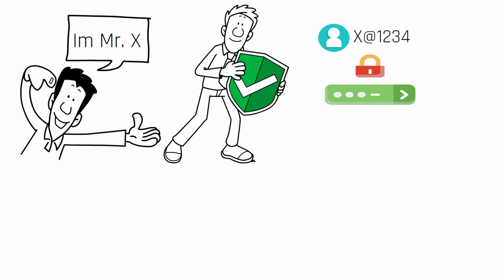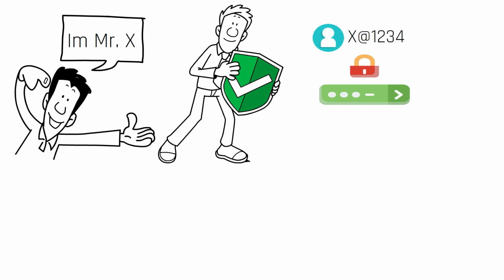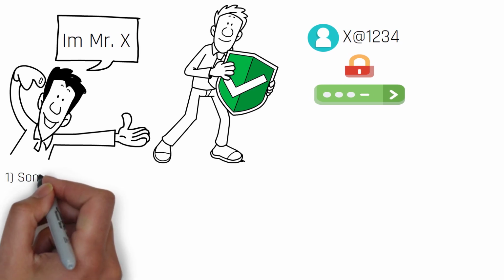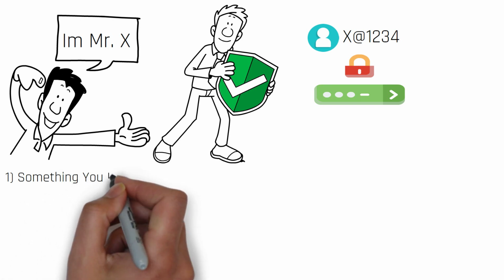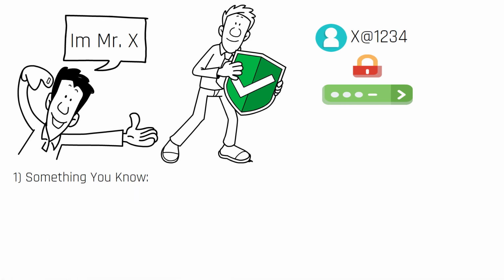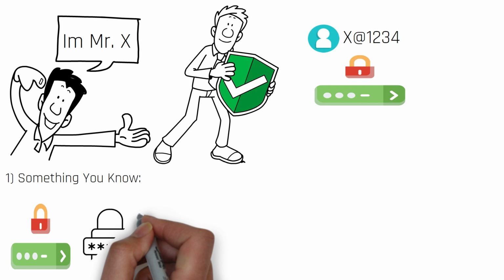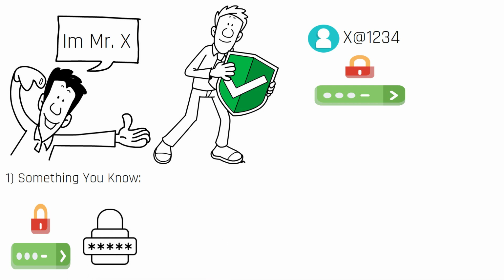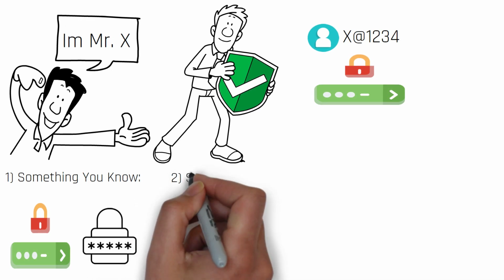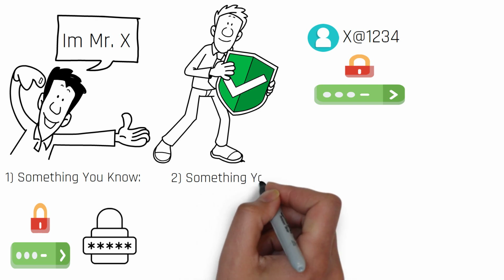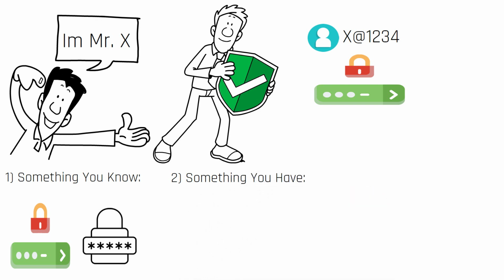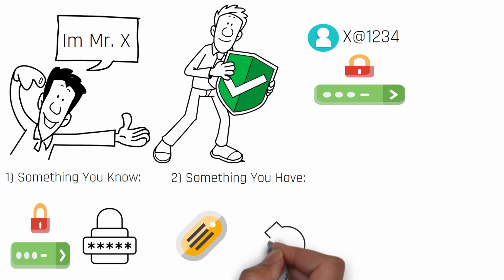Authentication requires proof in one of the following three possible forms. First one is something you know. Example is a password or a PIN number. This is only known by you. Second one is something you have. Example like a token or a key you have which will tell you are authentic.